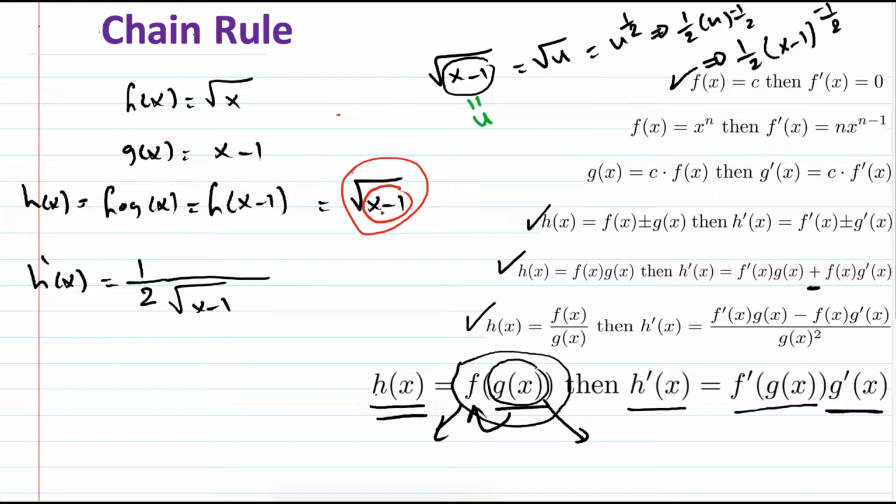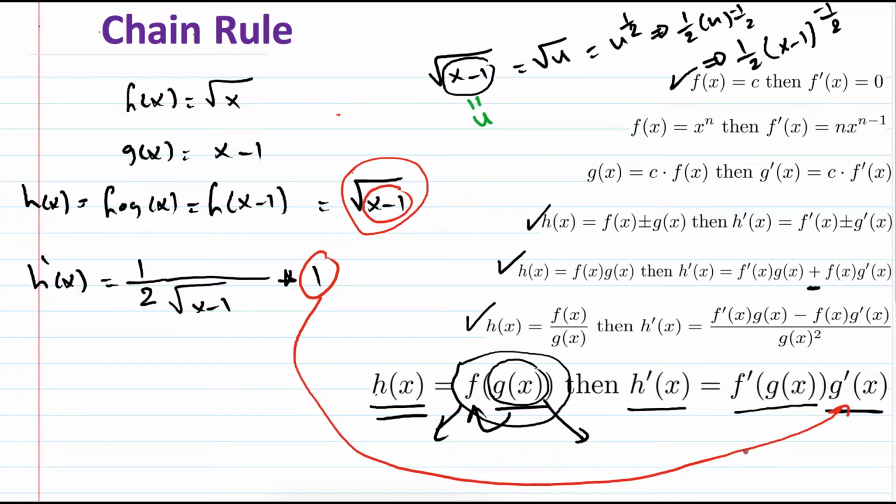I have to find the derivative of the baby function. The baby function is x minus 1. It is u. The derivative of u equals 1, because the derivative of x minus 1 equals the derivative of x minus the derivative of 1. It equals 1. So multiply everything by 1.